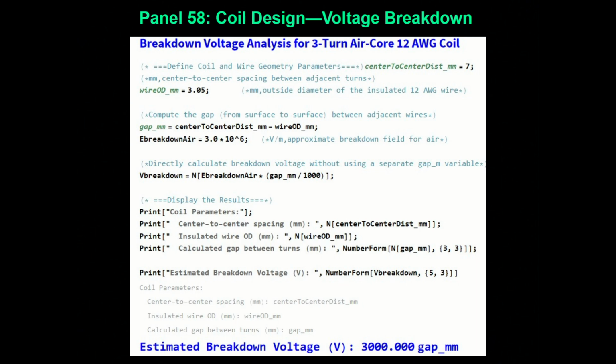The estimated breakdown voltage is 3000 volts per millimeter, where volts per millimeter refers to the breakdown voltage per millimeter of insulation thickness. This unit expresses the dielectric strength of the material, indicating how much voltage per millimeter the insulation can endure before electrical failure occurs. By maintaining sufficient insulation thickness, the coil remains protected, ensuring efficient plasmoid formation without unintended discharge pathways.